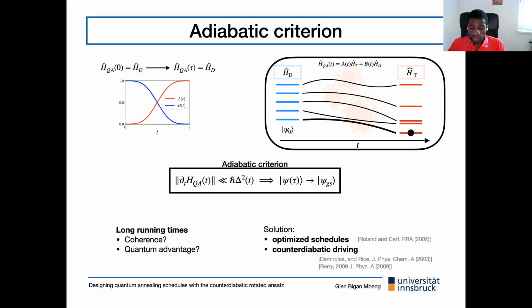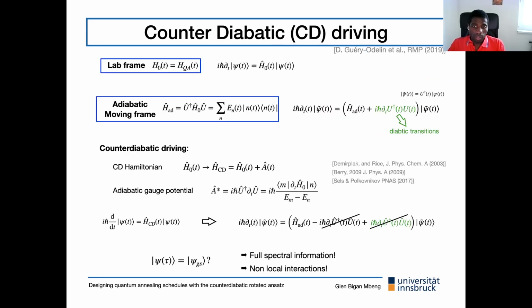In this talk, I'll focus on the same approach, namely schedule optimization, trying to find schedules which are better than what one would a priori try. And to do this, I'll rely on a method called counterdiabatic driving. So let me start by introducing counterdiabatic driving.